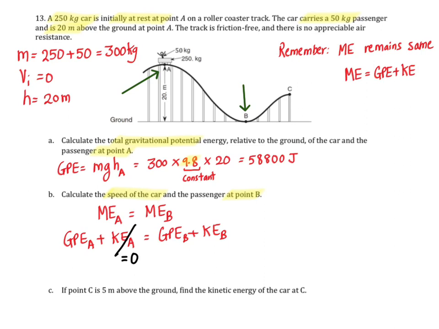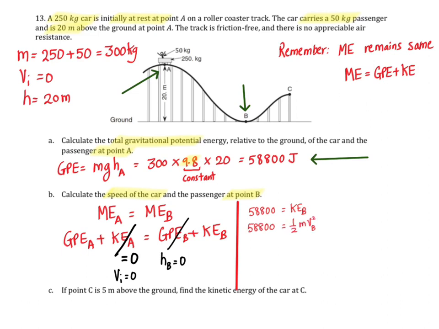So now let's think about point B. At point B, the height is equal to 0. So HB, the height, is also equal to 0, so GPEB will also be equal to 0. Now gravitational potential energy at point A we calculated in the first part. We can substitute that, which is equal to KEB.